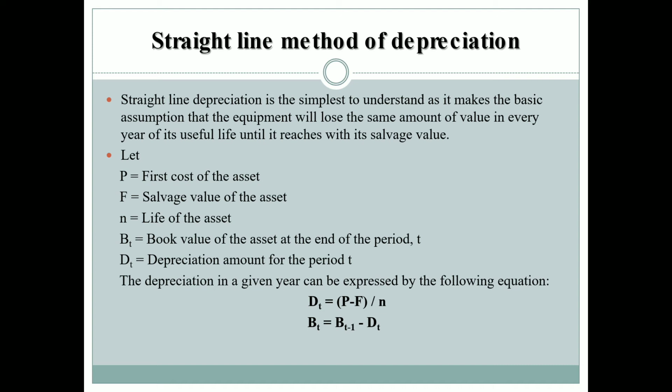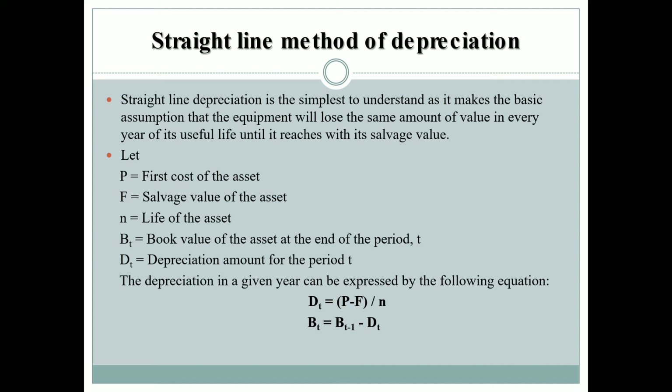Next, N is the life of the asset. BT represents the book value of the asset at the end of the period T, and DT represents the depreciation amount, and depreciation is given by this equation, very simple. DT is equal to (P minus F) divided by N, where P is the initial cost, F is the salvage value, divided by N. N represents the life of the asset in terms of years.